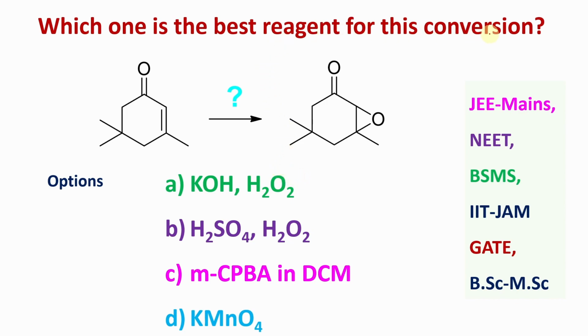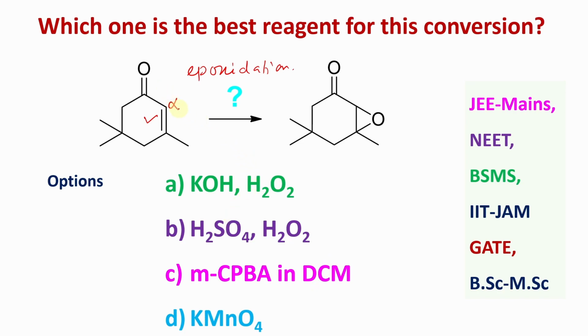Now what is the best reason for this conversion, or technically if I say epoxidation? Okay, see, this epoxidation is actually oxidation where this alkene is oxidized to the corresponding 3-member cyclic ether named epoxide. So here 4 reagents are given. Which one is the best? Before going to the details, look at this molecule, student.